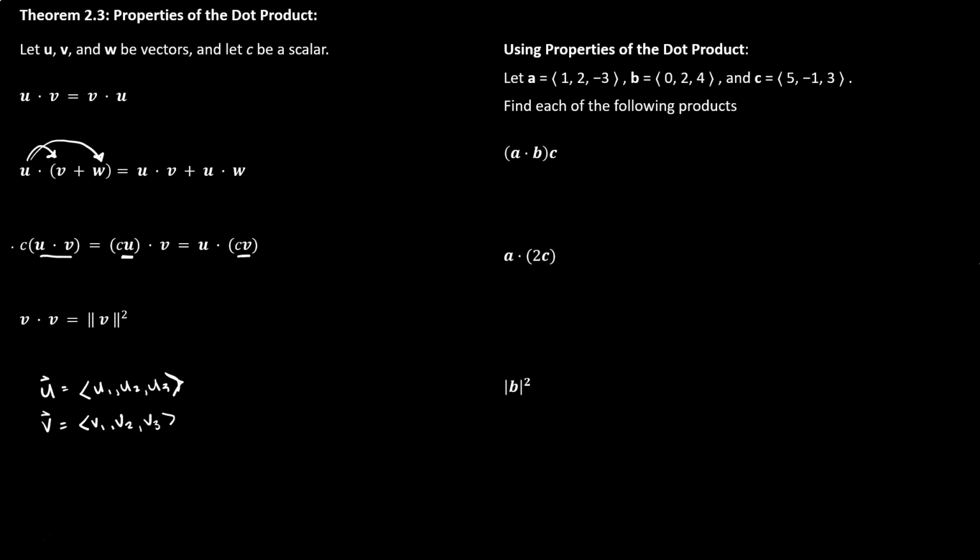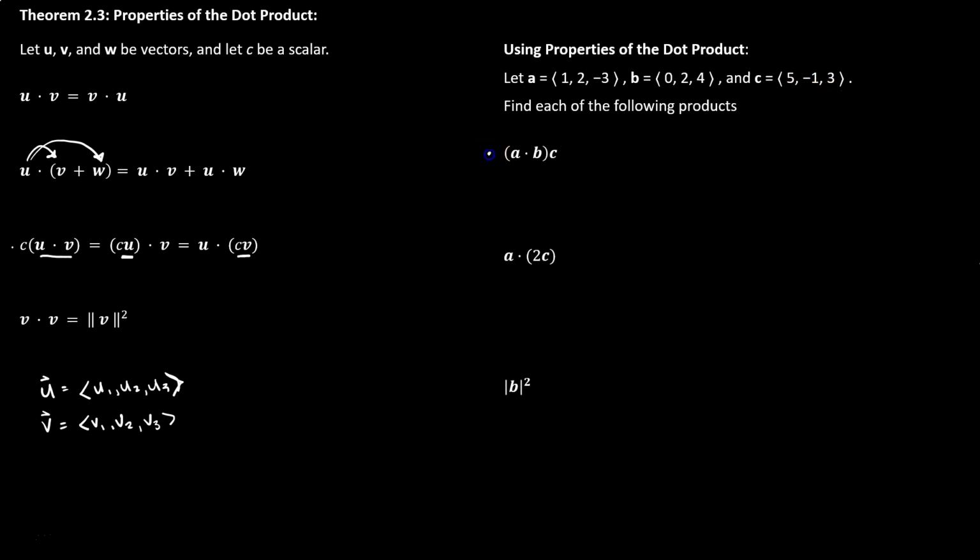Let's practice using some of these properties with some vectors like the vector a and the vector b that we have on the right side of the screen. And then I'm also using a vector c. I know in the properties c was a scalar, but for this activity where we're working with vectors, I'm picking c to be an actual vector.